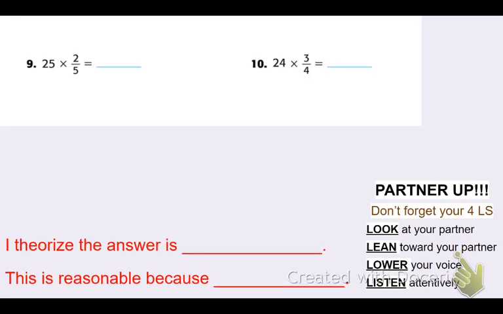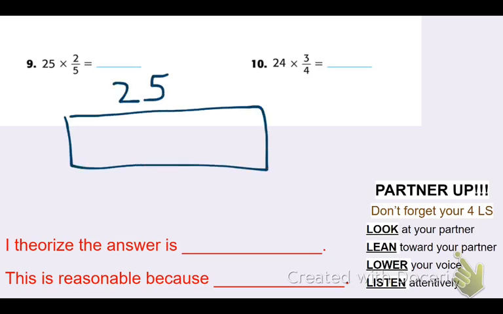All right, Bobcats, 25 times 2/5. So I need to figure out what is 2/5 of 25. So 25 is my whole number, step 1. Step 2, drawing my bar diagram. Step 3, I'm using that number on the bottom to figure out that there's 5 sections, 5 in the whole.